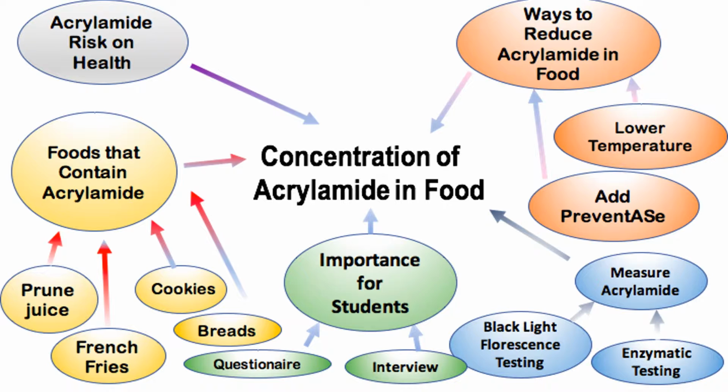And finally, we wanted to look into ways to reduce acrylamide in food if it did turn out that there was quite a bit of acrylamide found in NSU-based food. So we looked at options such as lowering temperature or adding preventase, which is an enzyme that would help decrease the amount of acrylamide in a food.